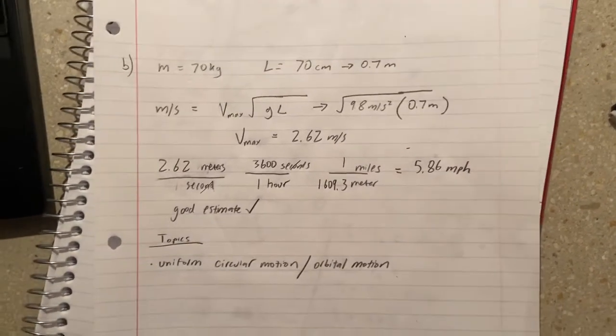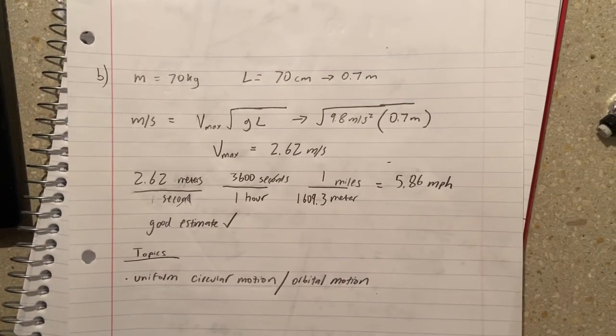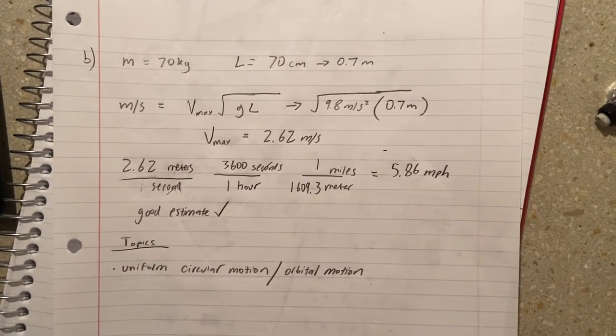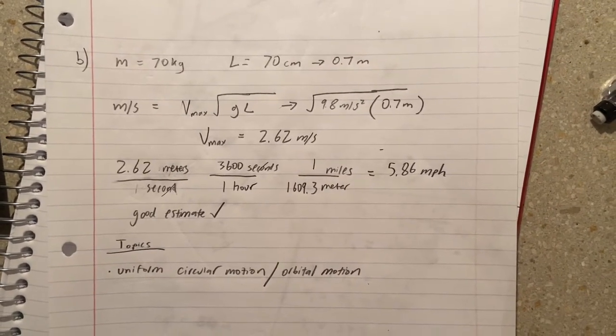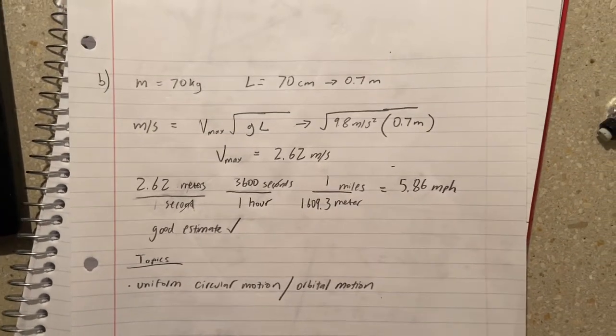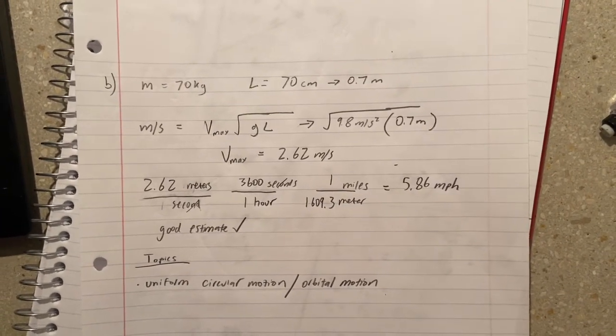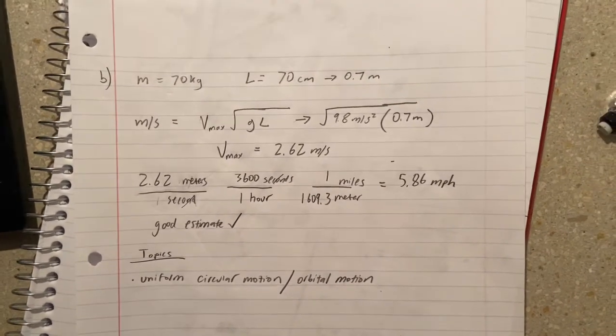And just to do some conversions to get that into miles per hour, that turns out to be 5.86 miles per hour. And in the problem, it says that a normal walking speed is 3 meters per second, or miles per hour. So we can kind of gauge the maximum velocity. That's like a good ballpark answer.